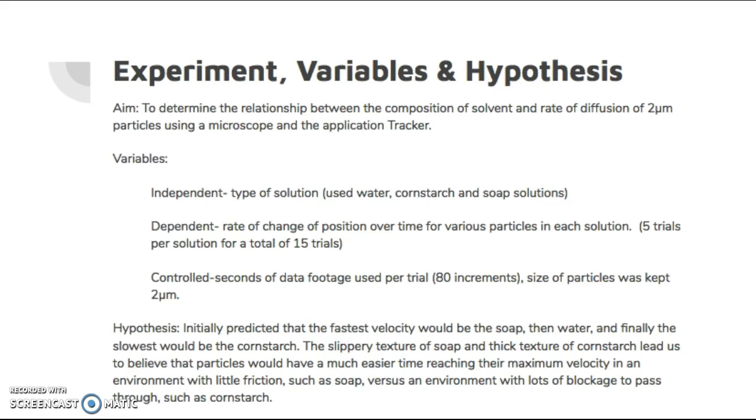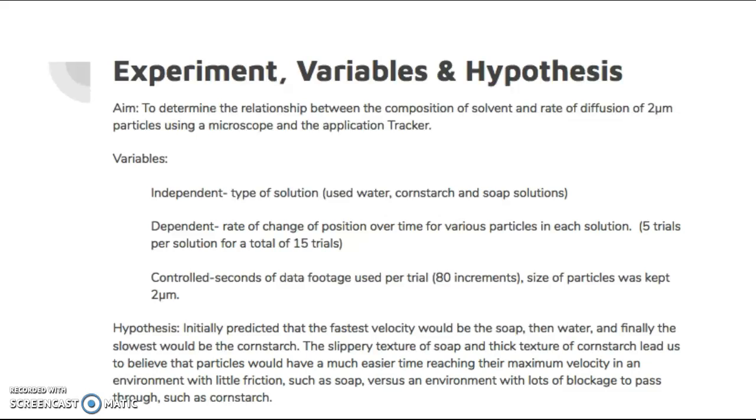The variables in our experiment were: the independent one was the type of solution, so we used water, cornstarch, and soap solution. Our dependent variable was the rate of change of position over time for the various particles in each solution. So we had 5 trials per solution for a total of 15 trials. Our control variables were the seconds of data footage used per trial, so we had a total of 80 increments, and the size of the particles was kept constant at 2 micrometers.